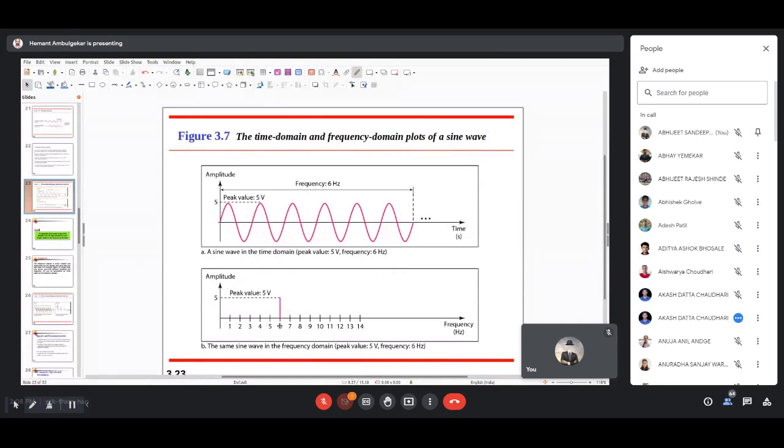Now at the 6 position here we have a spike. The spike is up to 5 because the 5 represents the amplitude. Getting? So the representation in figure B is a representation of the sine wave in figure A. Getting?